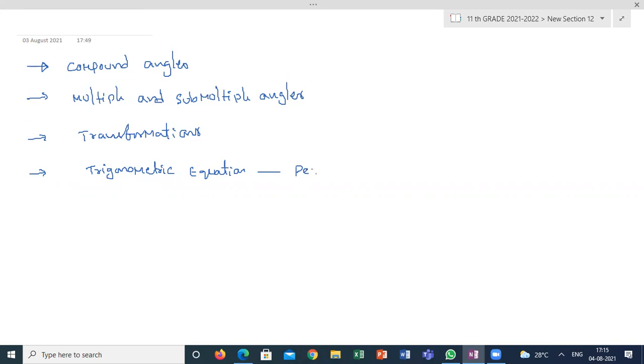They will be named as periodicity, variation, and graphs. These are the 4 topics left. Let's see how much you are able to do today.